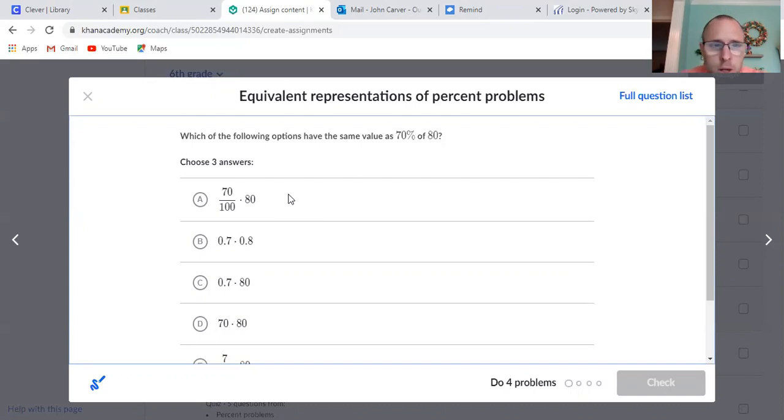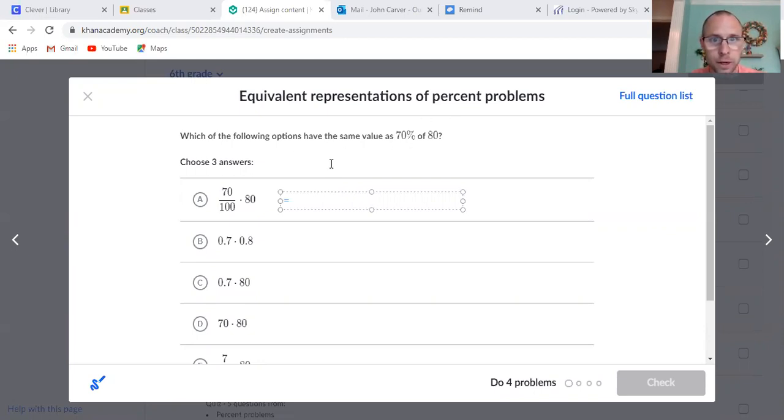Okay, so here we go. Here we're going to start changing all of these, just simplifying these out. So 70 hundredths times 80. Here's what you need to understand. Also, I'll get my calculator out. A calculator is a tool. It's a math tool, so I'm going to use it a lot.